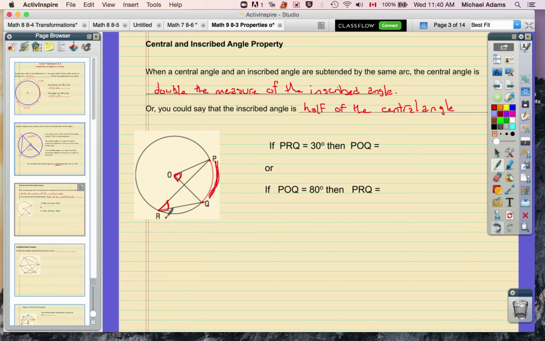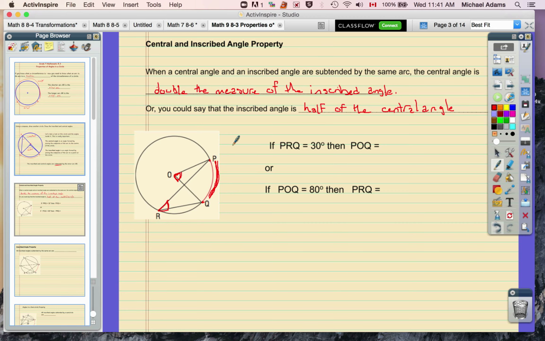Now, when they share the same arc, there's a relationship between the two. We would say that the central angle and an inscribed angle are subtended by the same arc. The central angle is double the measure of the inscribed angle. Or we could say the inscribed angle is half of the central angle.